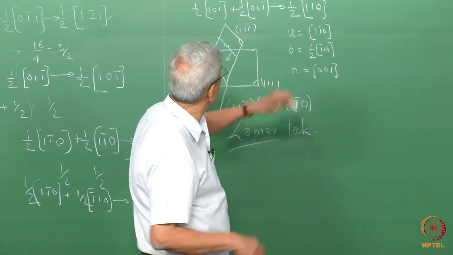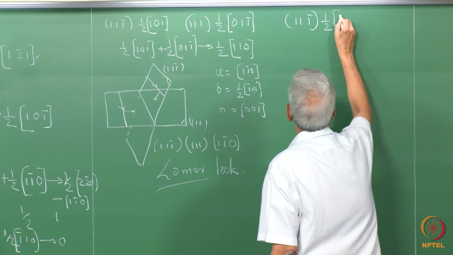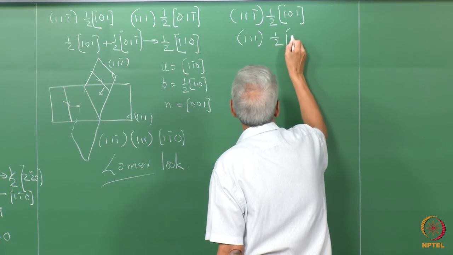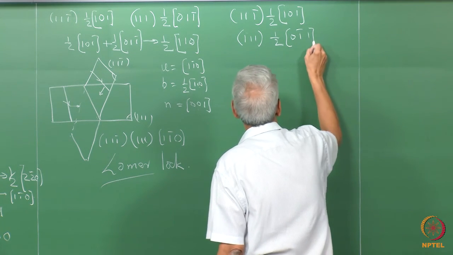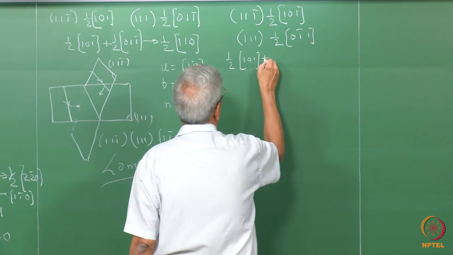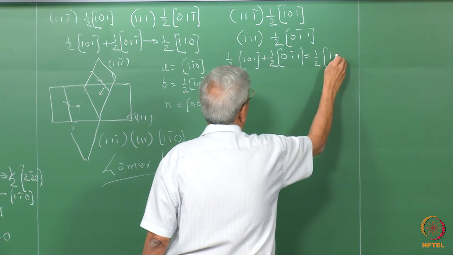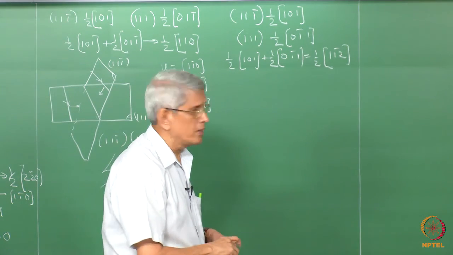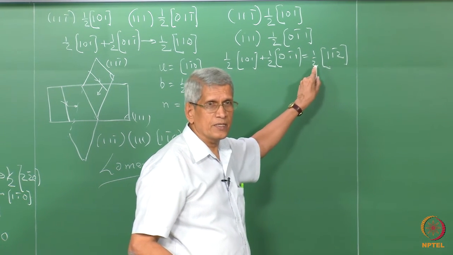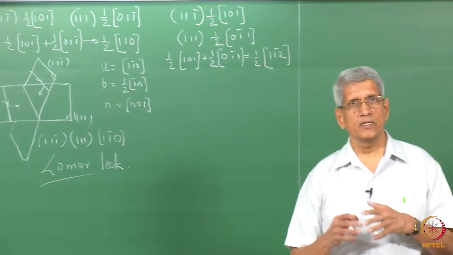We can consider another case of this reaction. On the plane 111 bar, we have a half 101 dislocation. On the 111 plane, we assume we have a dislocation with a Burgers vector 1 bar 1. In this reaction it will be half 101. This will be the Burgers vector of the reaction when they interact. That means that the self energy of the dislocation increases, so these dislocations will repel each other.